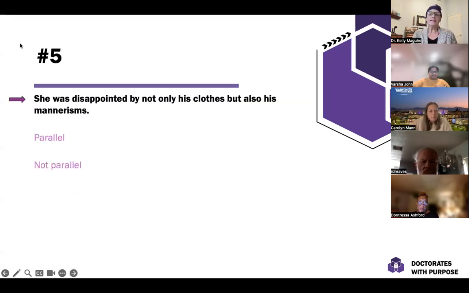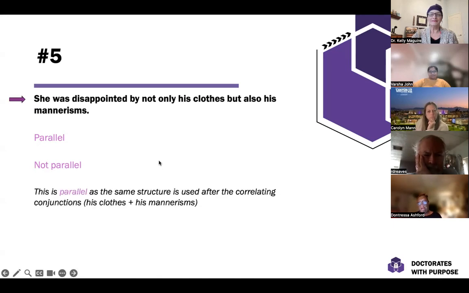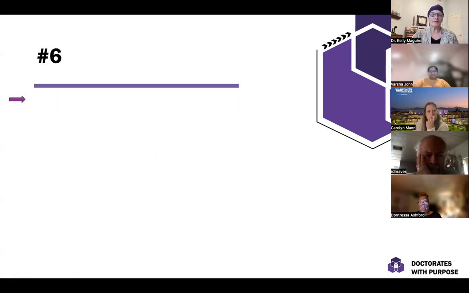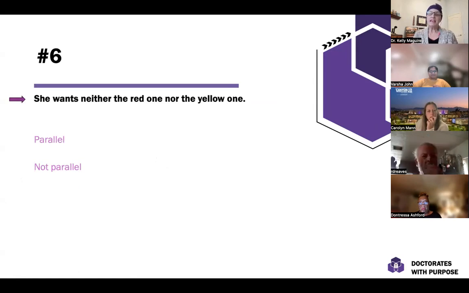She was disappointed by not only his clothes, but also his mannerisms. Oh, my chat's filling up. Excellent. You all are saying parallel. Well done. It is parallel. So we have the same structure after that correlating conjunction. We have his clothes, his mannerisms. So that would be parallel. Number 6, she wants neither the red one nor the yellow one.